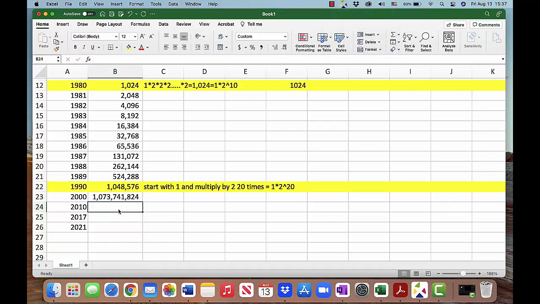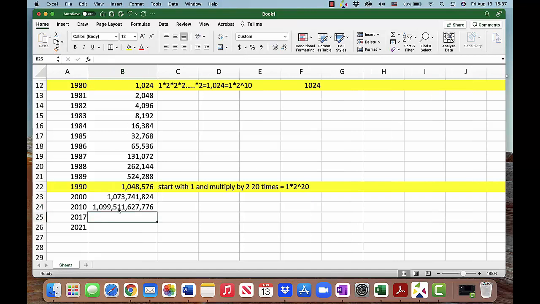Alright, so for the 2010, right? That's what we had. We're going to use 2 to the power of, how many years is that? From 1970, that's 40 years. Notice we don't have to put 1 anymore because multiplying by 1 doesn't do anything. Alright? So it's just 2 to the power of 40. Whoa! Excel even pushed the column.